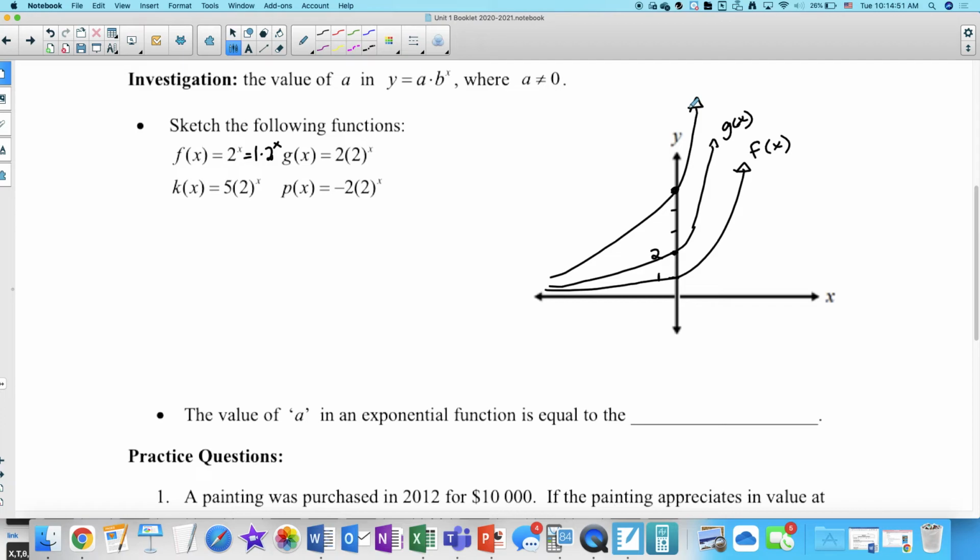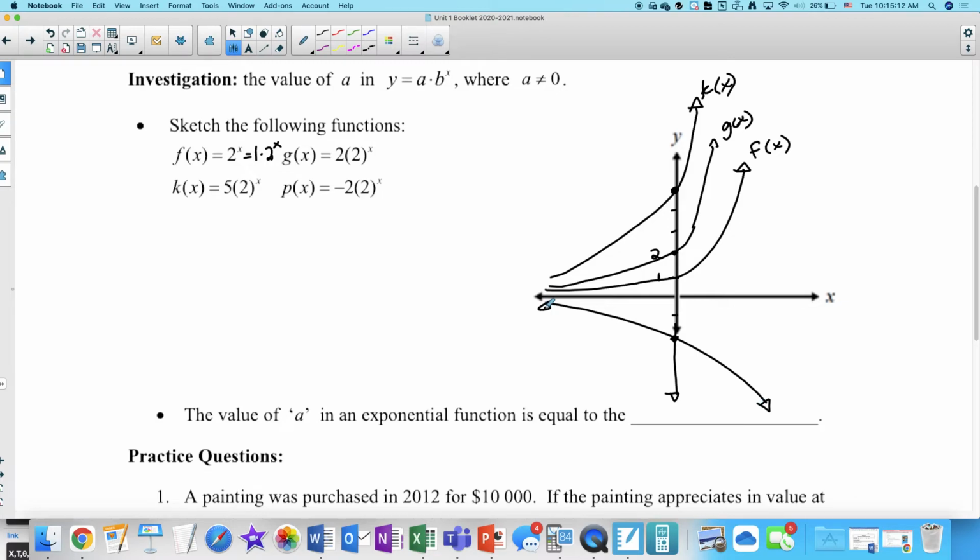And then for p of x, yeah, it's going to be negative 2. So if the y-intercept is negative, right, what's going to happen is that we're going to flip this downwards. All of the original y values are going to become negative. So we'll see that. Okay?